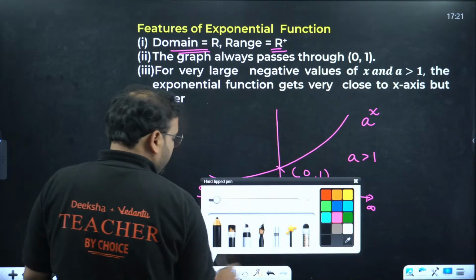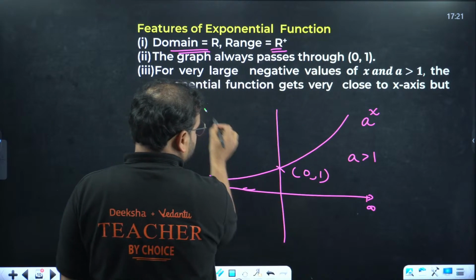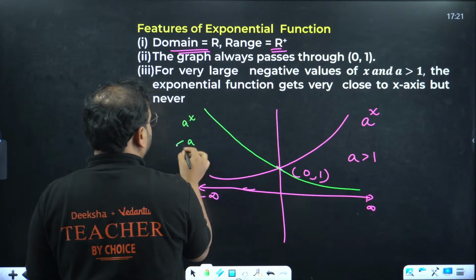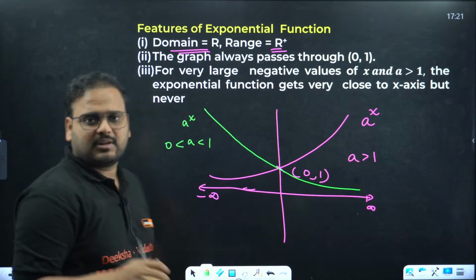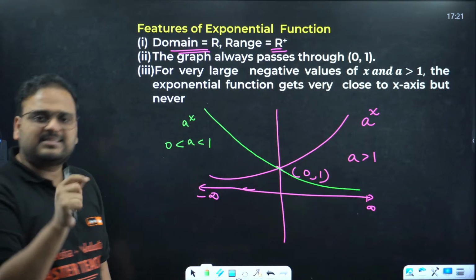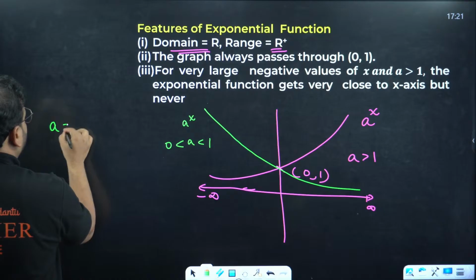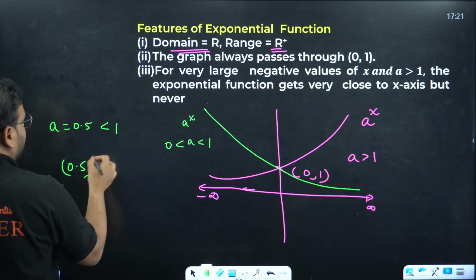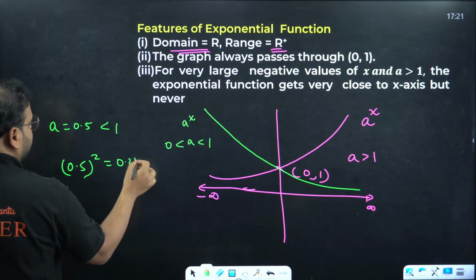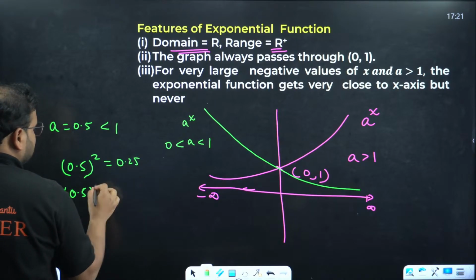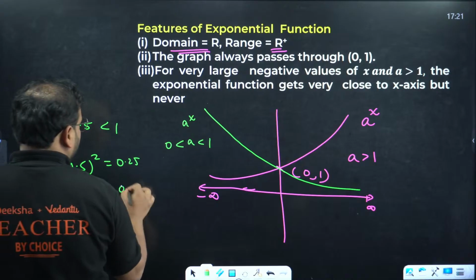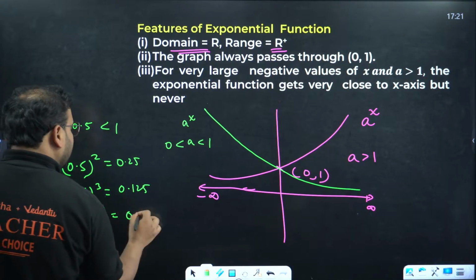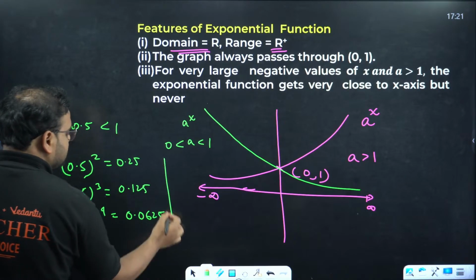All right. And if you go with the other graph that is there, that looks like this. This is the case of, again, same a power x, but a value is between 0 and 1. That's true. If I take a value of the base less than 1, take example, a equals to 0.5, which is less than 1. Square it. What will happen if you square? Answer is 0.25. Cube. Answer is, what is it? 0.125. Power 4. Answer is 0.0625. Can you see? This is decreasing.